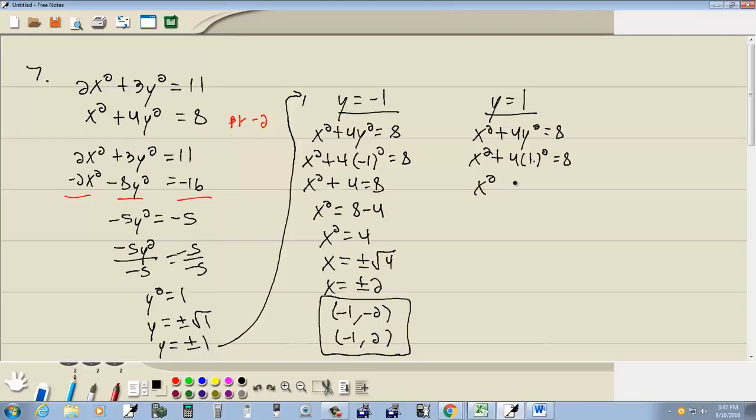1 squared is 1 times 4 is 4. Now you notice something. This is looking like the other equation, isn't it? If you spot that, then that'll save you a little bit of work. It won't always happen, but a lot of times when both of these are squared, you'll see that pop up. Which means this y value gives us 1 negative 2 and 1 positive 2.